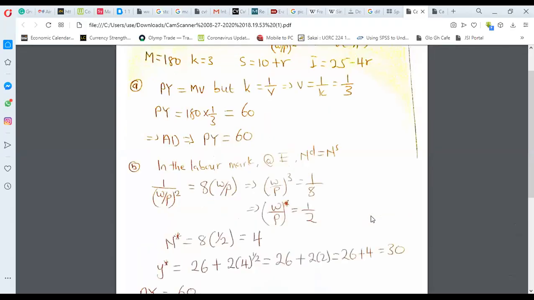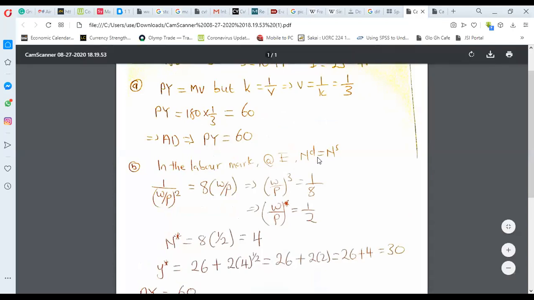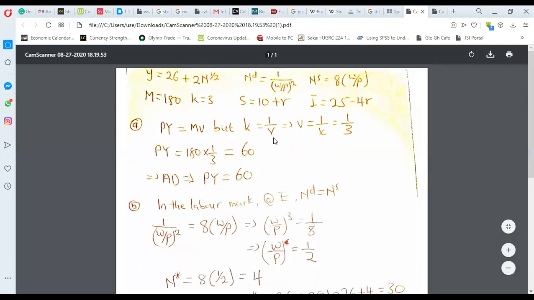Okay, so first let's find W over P, and we can only find this in the labor market. In the labor market, at equilibrium, ND is the same as NS. From the data that we had, ND is 1 over (W over P) squared. This should be equal to NS, which is 8 times W over P. So now it's just a matter of changing subject. Cross multiplication will give us (W over P) cubed is equal to 1 over 8.